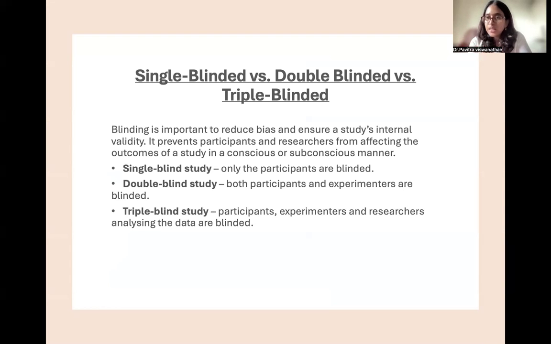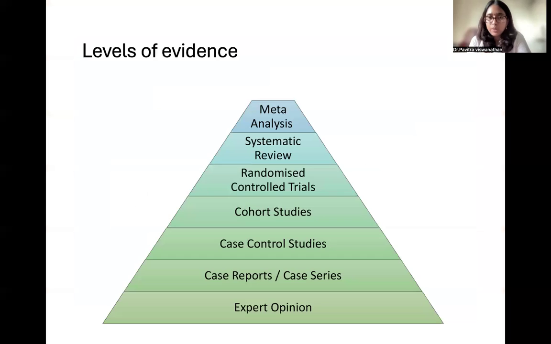Triple blind study, participants also don't know. The experimenting people also don't know. Researchers also don't know. Whoever is sitting at the very top, only those people know A is equal to this drug, B is equal to this drug, and C is equal to this drug. So analysis will come out as A is better than B is better than C, and only people at the top will know what is A, what is B, and what is C. So that is triple blinding.